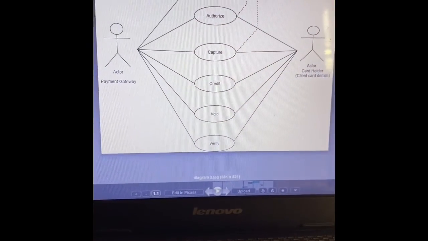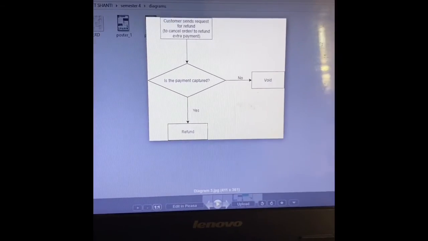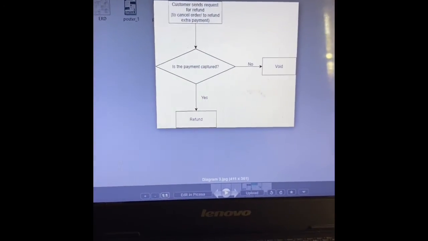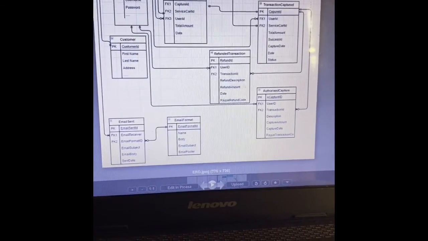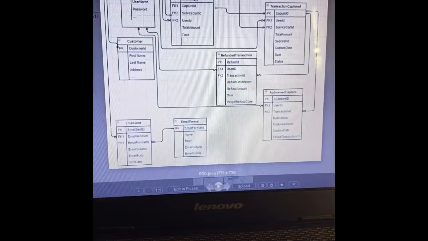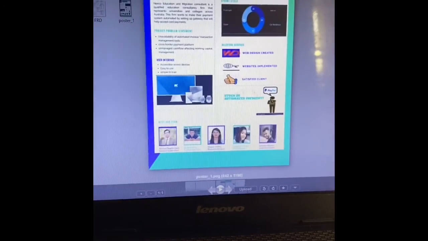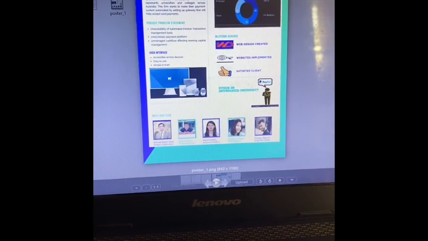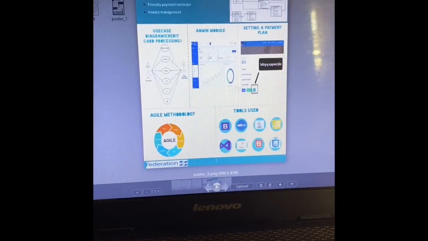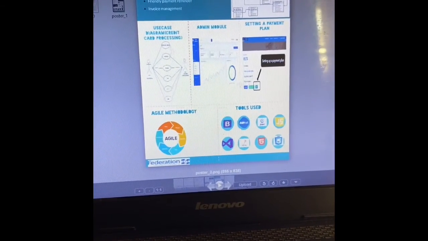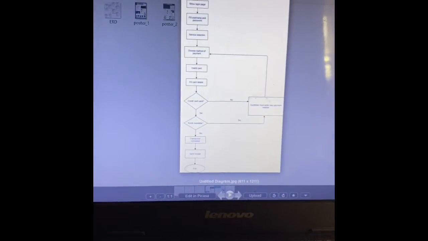This is the use case diagram for credit card processing. This is the flowchart for refund. This is the ER diagram showing all the relationships between the tables. And this is the poster. This is the A3 poster that I have made. This is of size A4, and this is the whole flowchart from the client side.